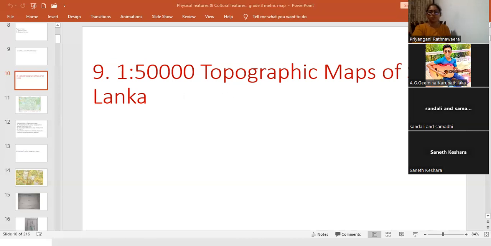Okay, 1 to 50,000 topography maps of Sri Lanka. This is a compulsory question in paper 2, first question, part A. You can get 10 marks by answering this question. It is compulsory, as well as very easy. You write down the topic.